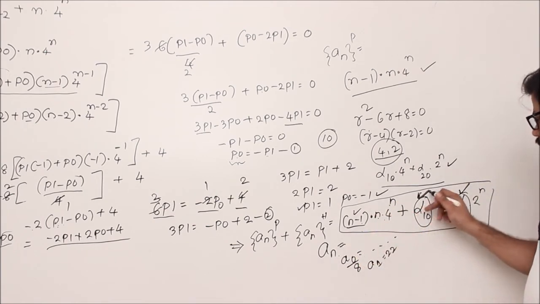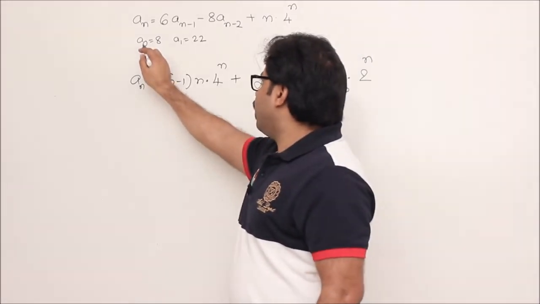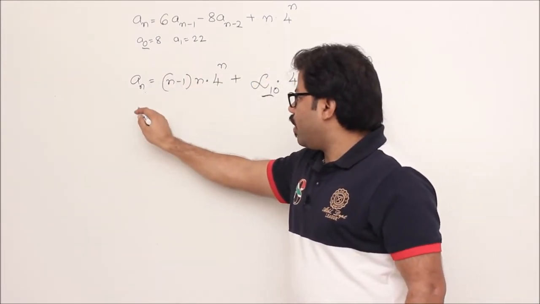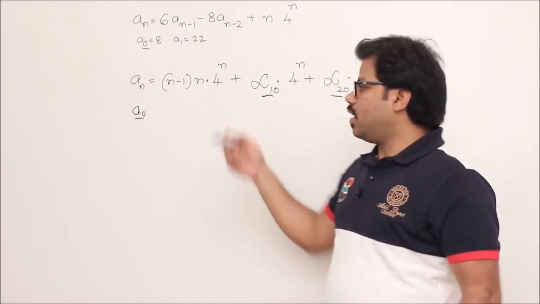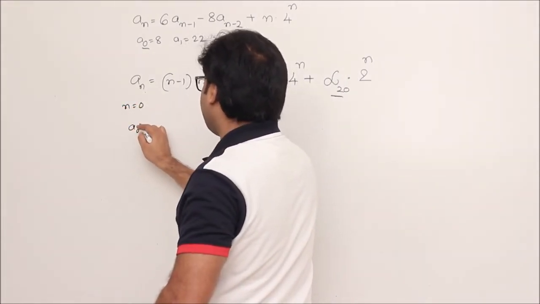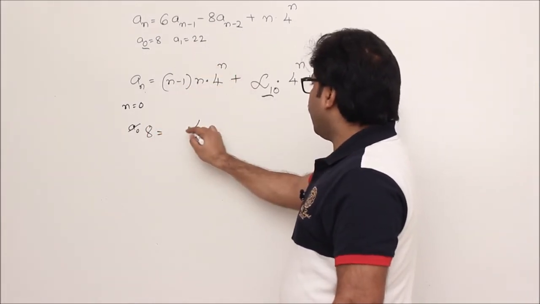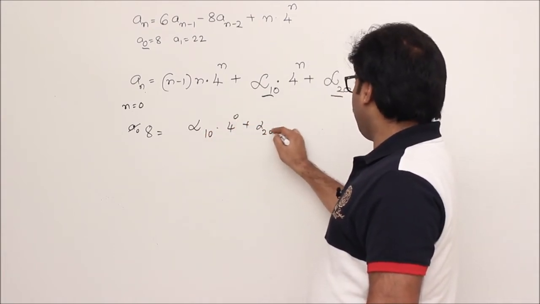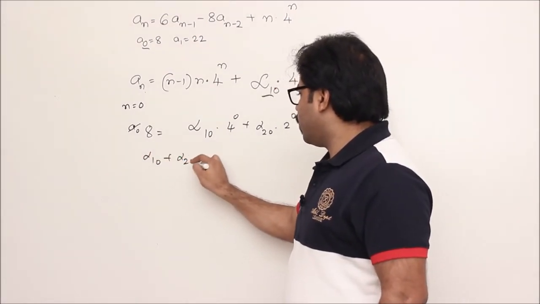So how do we find alpha 10 and alpha 20? I will show you now. Let's substitute n equal to 0. Since it is a complete solution, we can substitute n value 0. Whenever n is 0, a naught is 8, so directly I can write 8. Then a naught, which is 8, equals (0 minus 1) times 0, which is 0, so directly you get alpha 10 into 4 power 0 plus alpha 20 into 2 power 0. This will be alpha 10 plus alpha 20, which is 8.